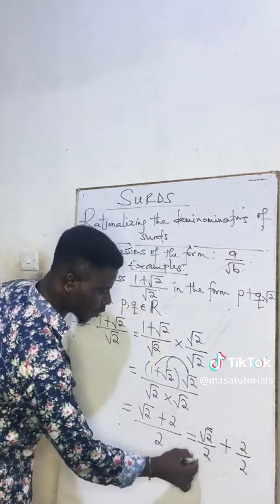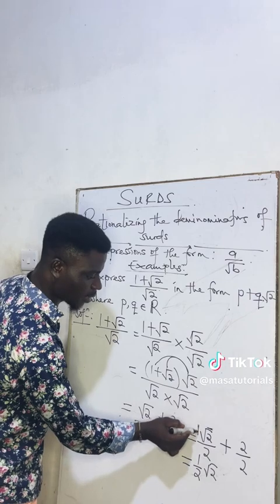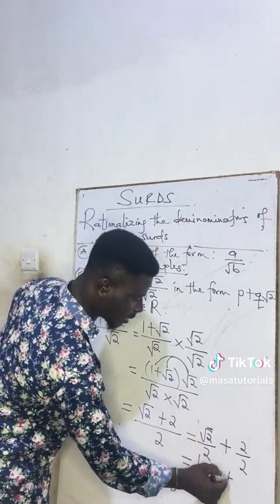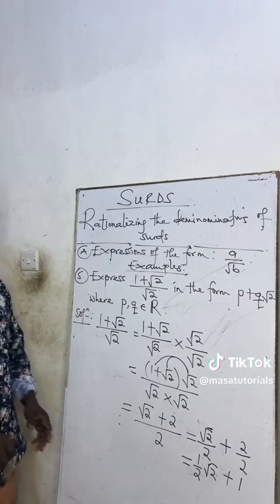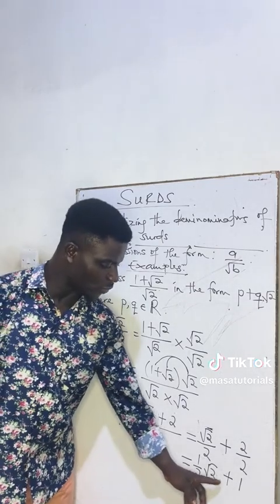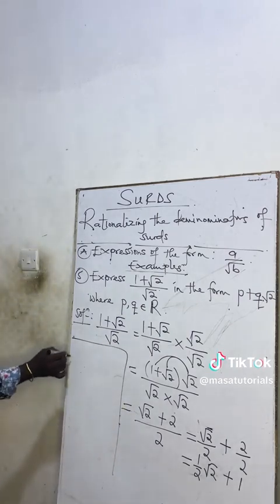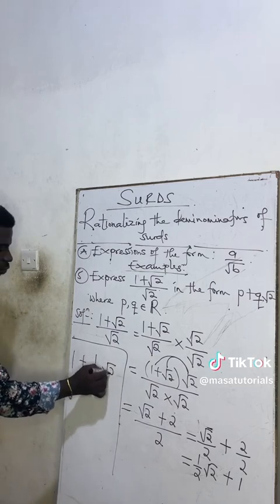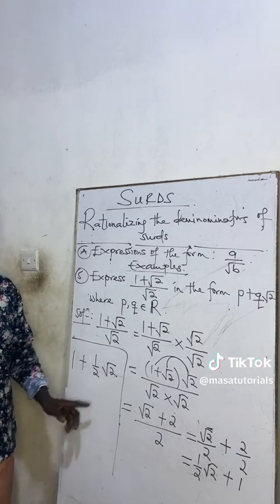Which can be written as 1 over 2 square root of 2. Don't forget, the coefficient here is what? 1. Then here, plus 2 divided by 2 is what? 1. So this is what you have: 1 over 2 square root of 2 plus 1. We can write that as 1 plus 1 over 2 square root of 2. That's the answer.